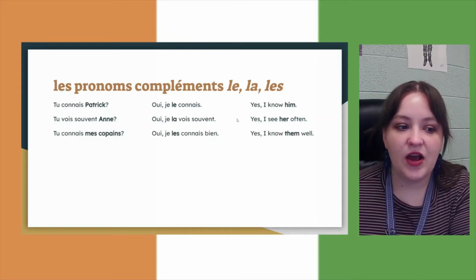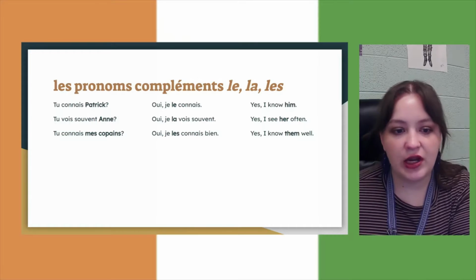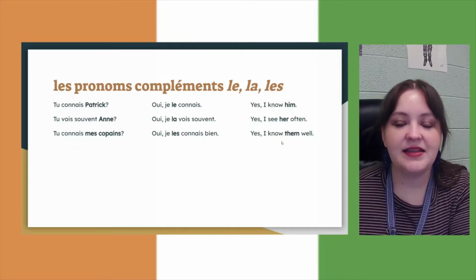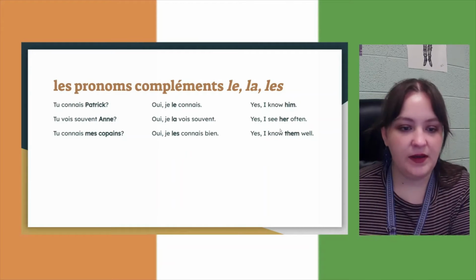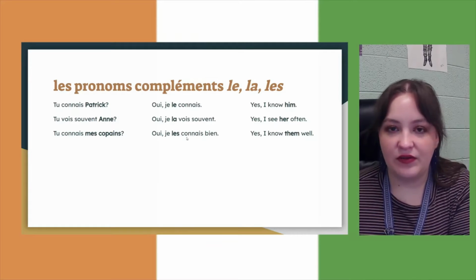Tu connais mes copains? Do you know my friends? Oui, je les connais bien. Yes, I know them well. So you can see here, les is the direct object pronoun that means them. I know them well. Once again, les in front of the verb.